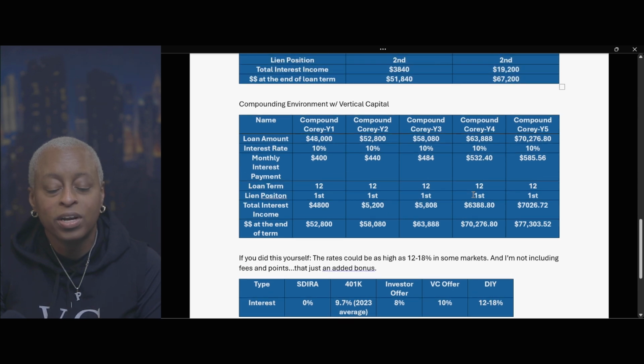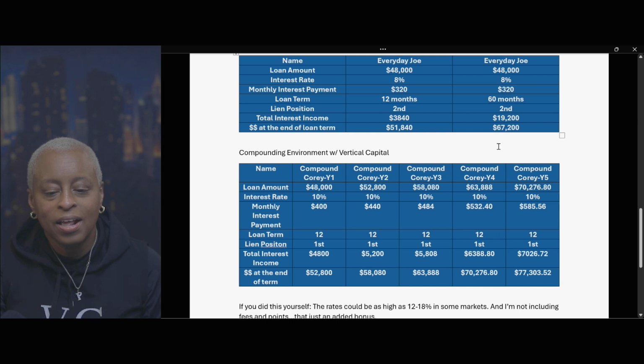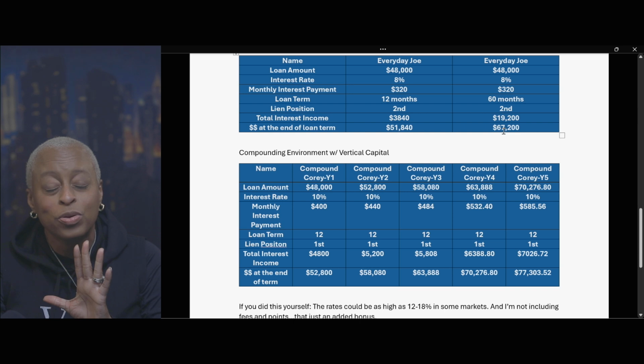He'll end with $63,888. You can clearly see by year 4, Corey has already grown his retirement account in this instance. In year 4, it's $70,276.80. You're getting $67,200 in 5 years with this investor in the riskiest position possible.